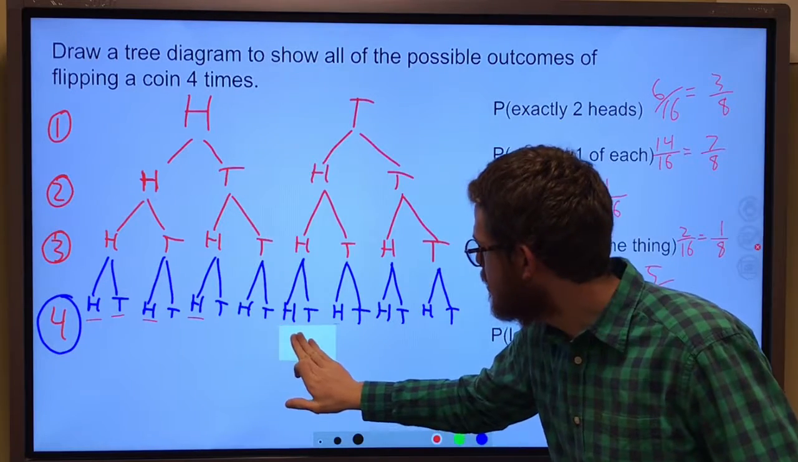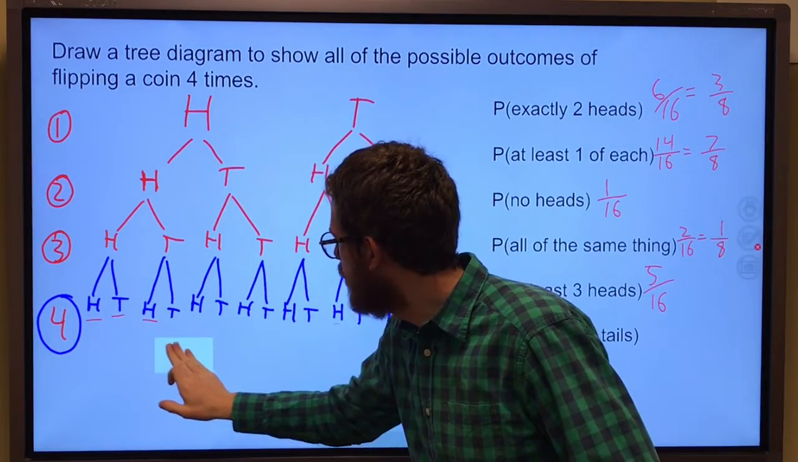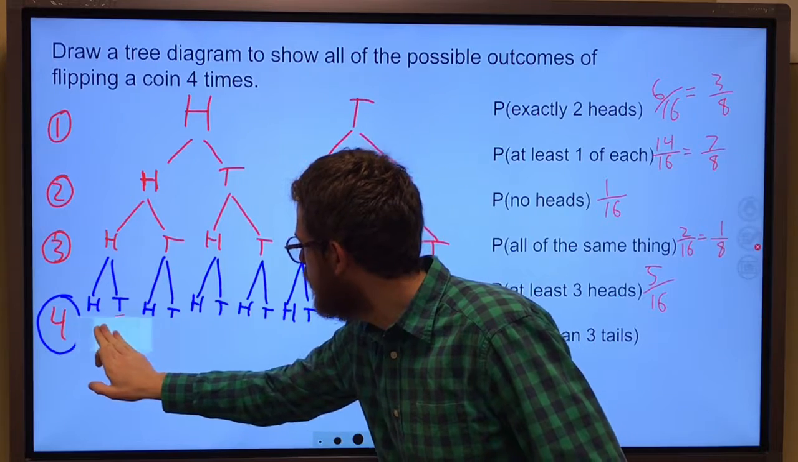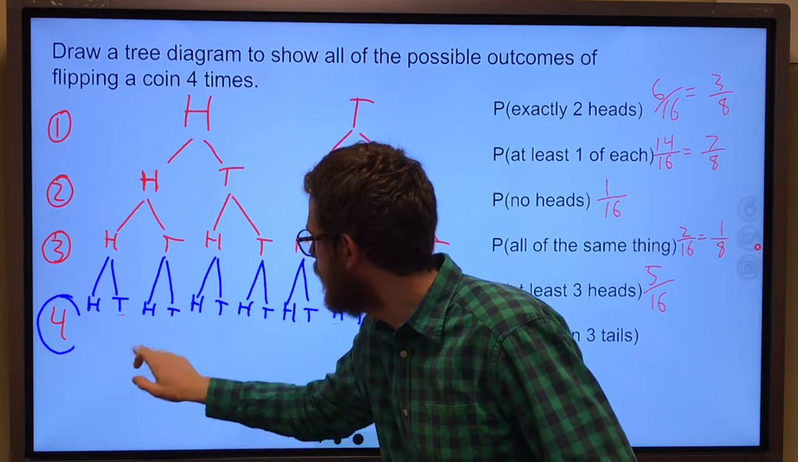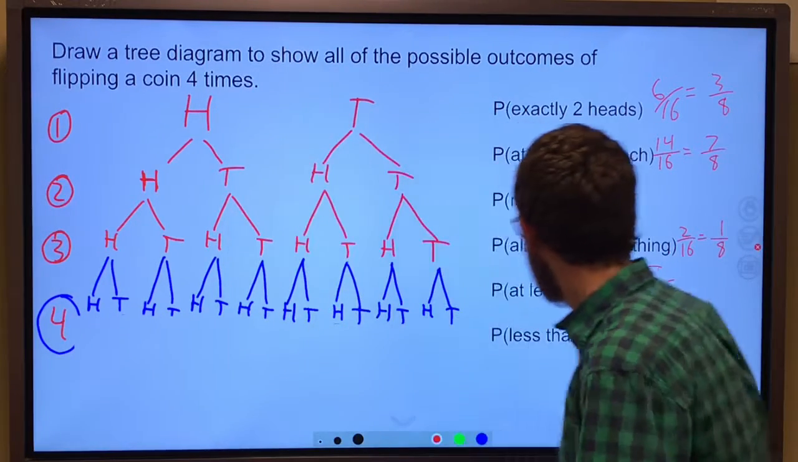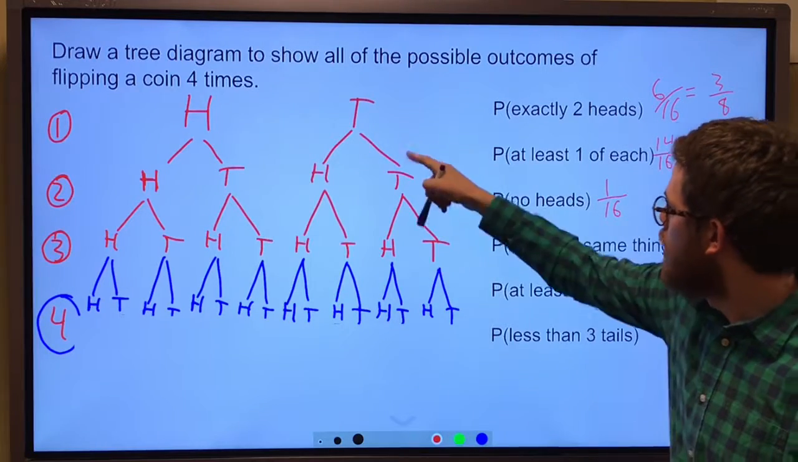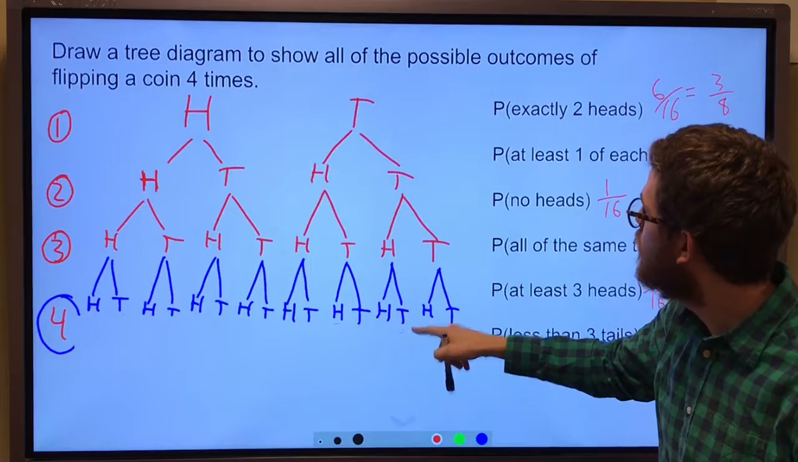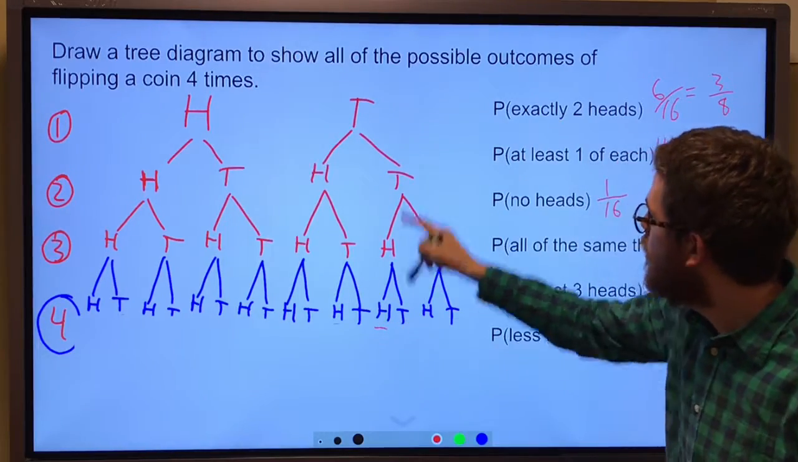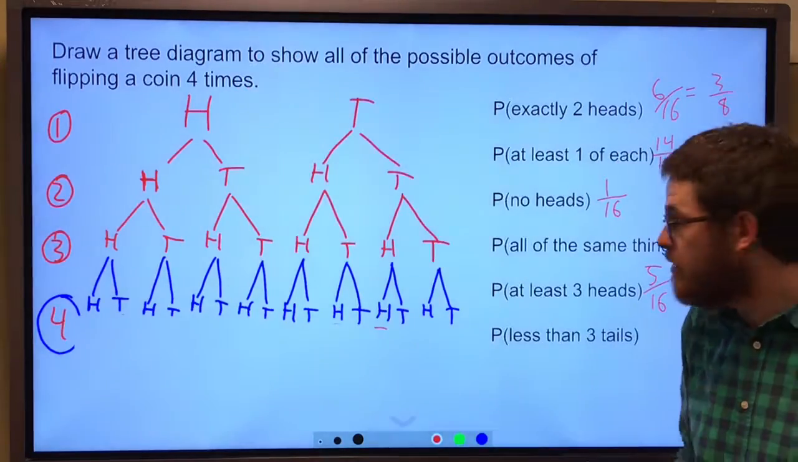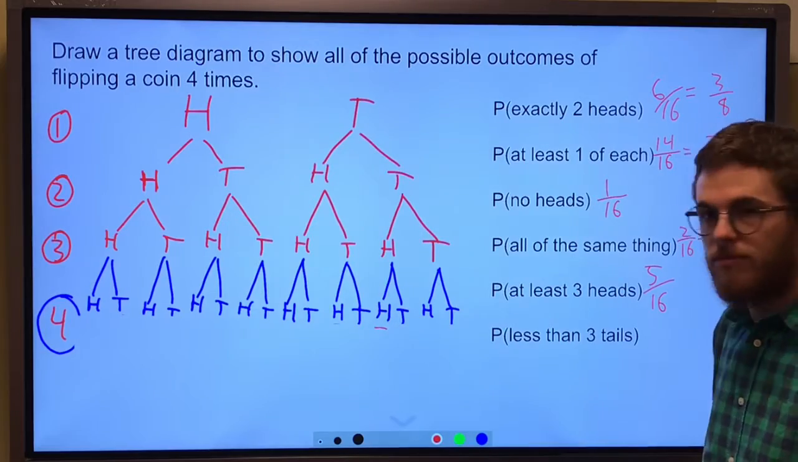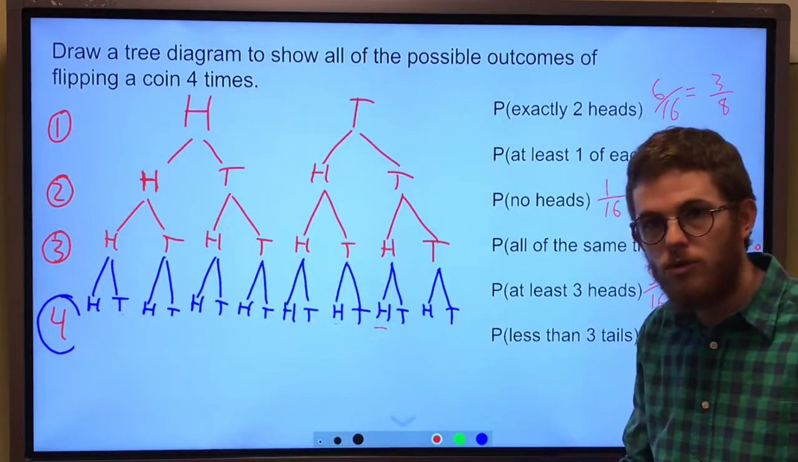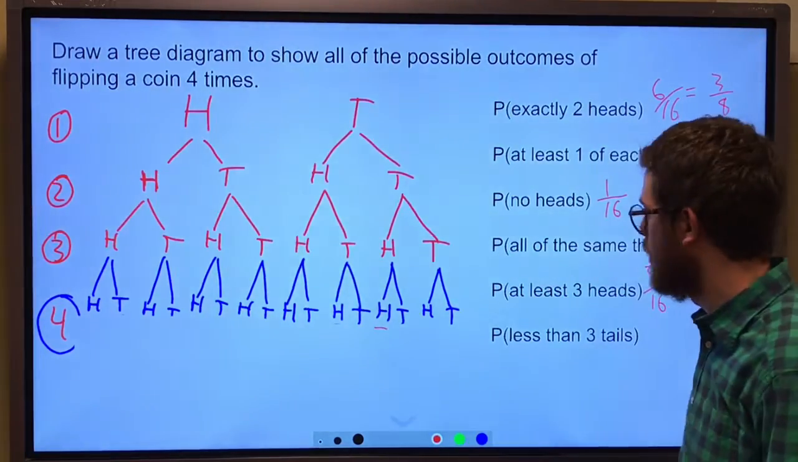Finally, less than 3 tails. All right. Less than 3 tails. Here's 4 tails. There's 3 tails right there. That would be exactly 2 tails. That's less than 3. So again, less than 3 tails, we want 2, 1, or none.